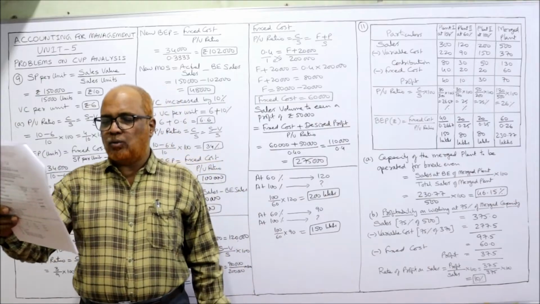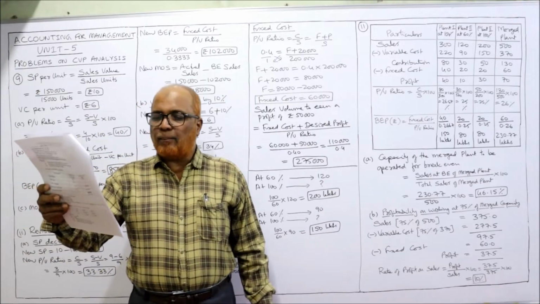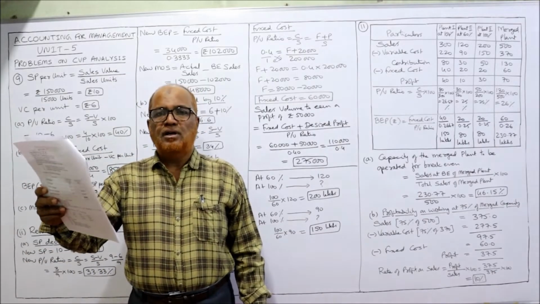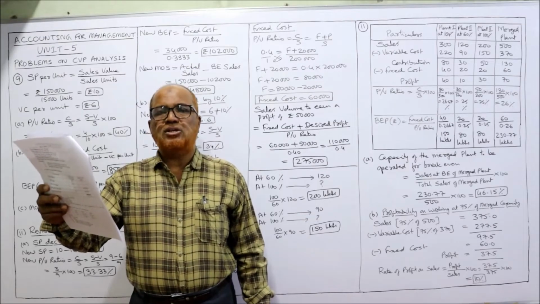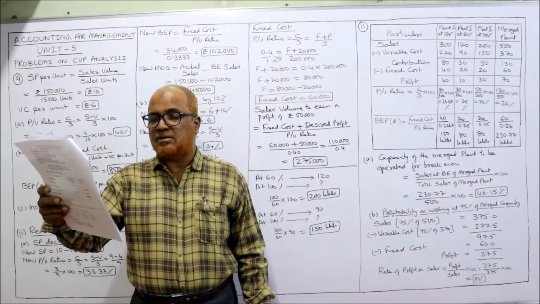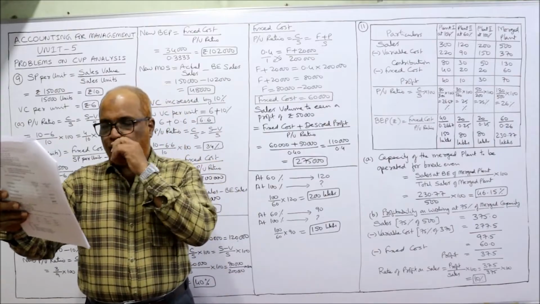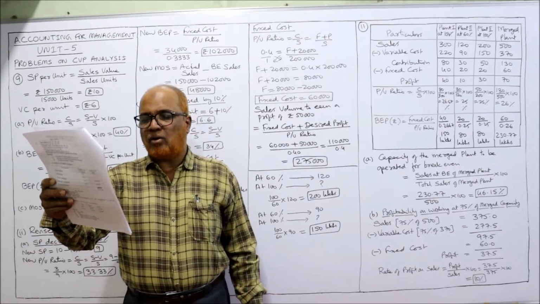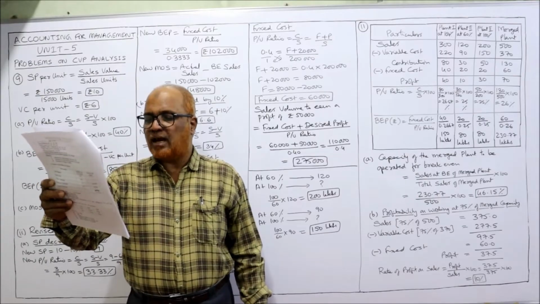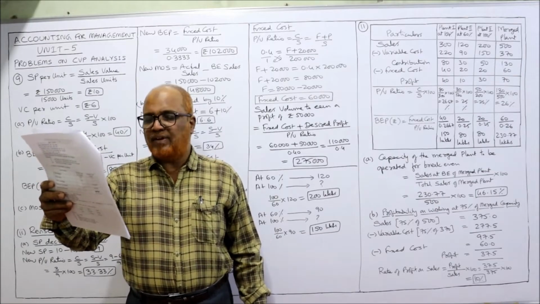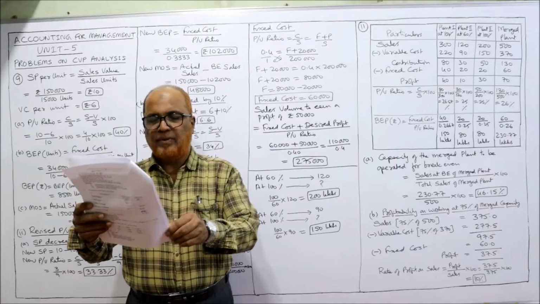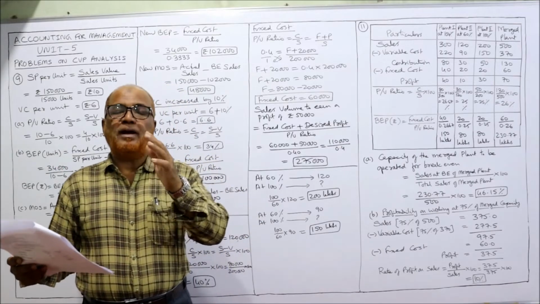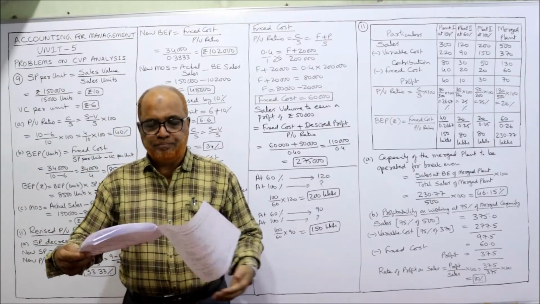So plant 1, plant 2. Plant 1, capacity operation 100%, whereas plant 2, capacity operation is only 60%. Sales are given for plant 1 300 lakhs, for plant 2 120 lakhs. Variable cost plant 1 220 lakhs and plant 2 90 lakhs. And fixed cost 40 lakh, 20 lakh. This is the information given separately for plant 1 and plant 2.